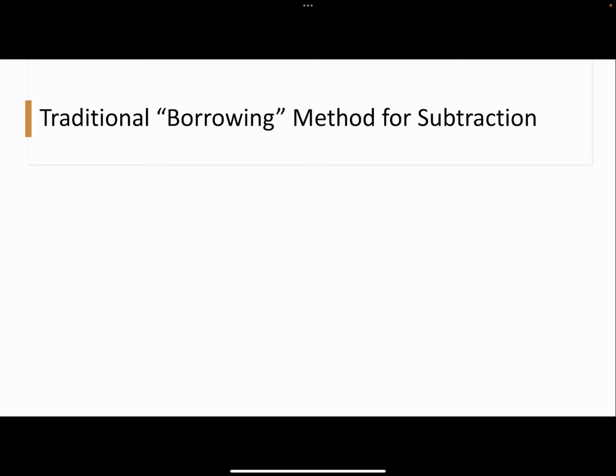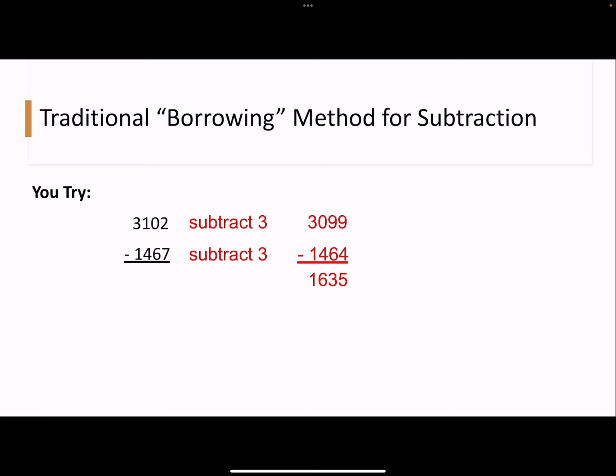All right, so let's look at one more example. 3102, all we're doing is subtracting 3. Now, the reason that I'm choosing 3 is because it's going to make my number large enough in my tens and my ones place so that I don't have to borrow. So now instead of having a 2 in my tens place, you can see I have a 9. And so then I can say 9 minus 4 is 5, 9 minus 6 is 3, and you do end up borrowing on the last part, but your answer is 1635.